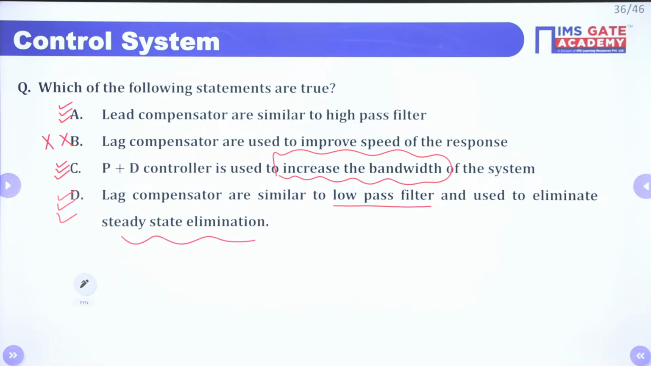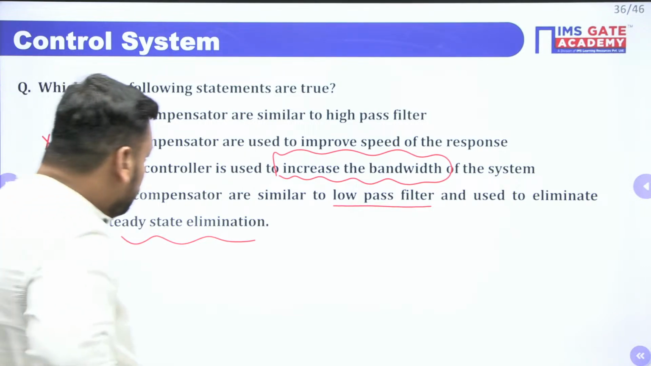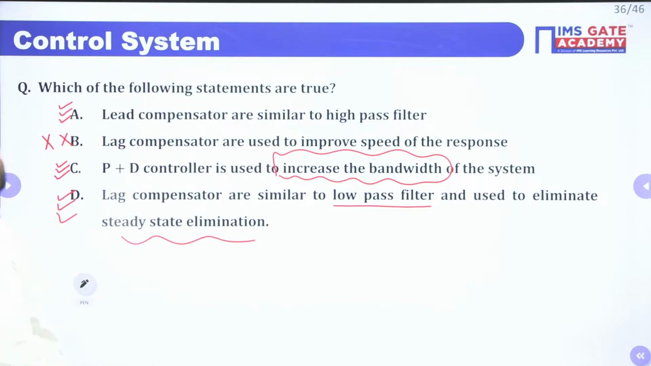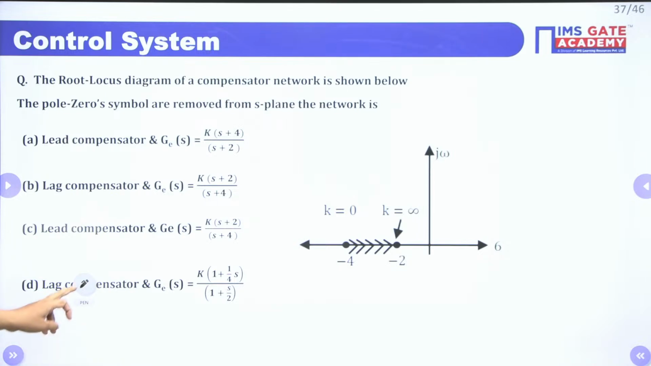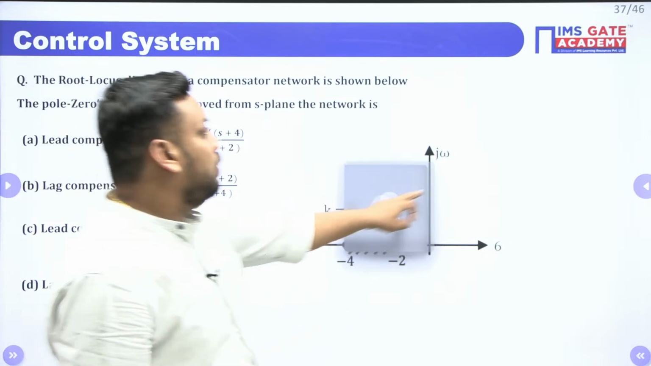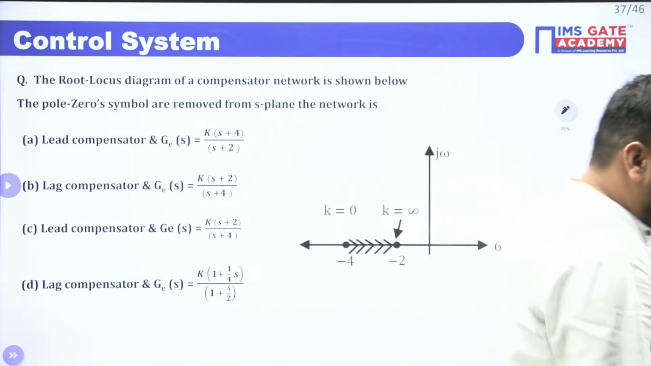Shabash, Manik, shabash. MSQ, sir, very good. Very good, beta, very good, Manik. A, C, D, shabash. So I think we must go for the next. Now tell me, I'm expecting the correct answer from you, Manik. Tell me what is the answer for this.